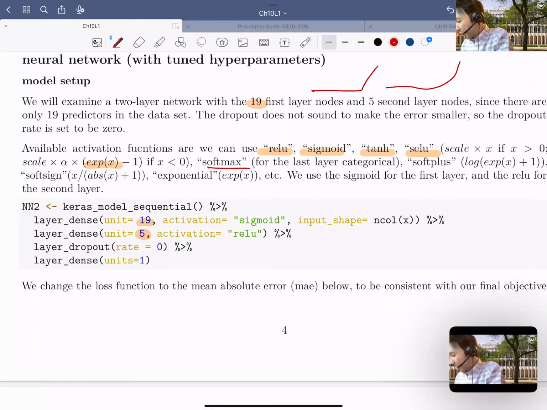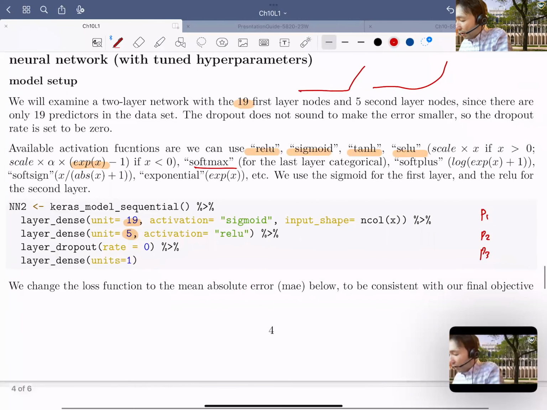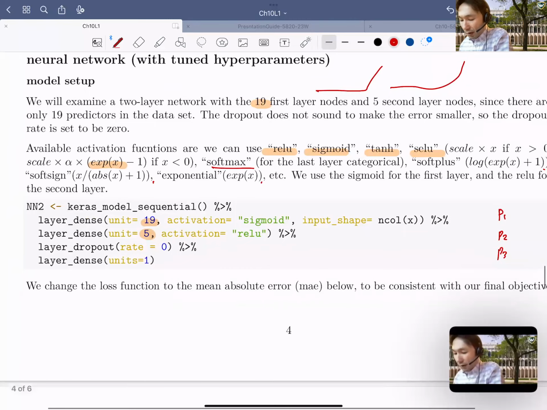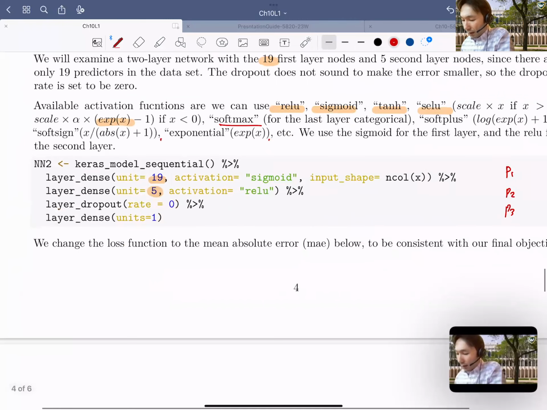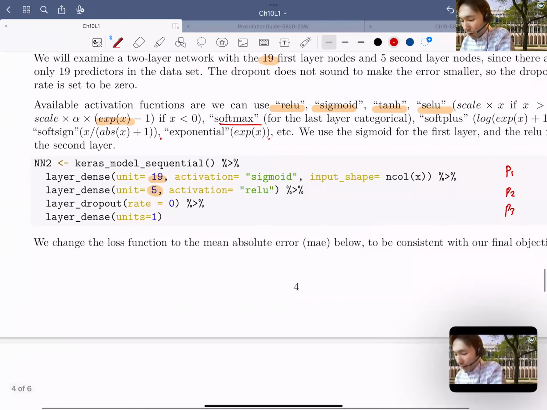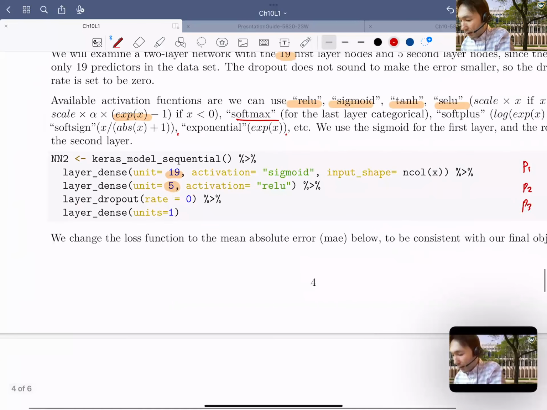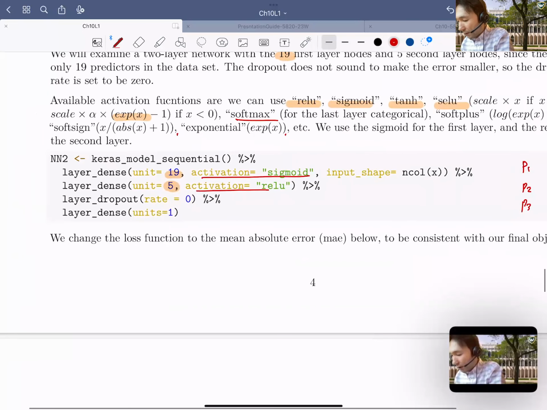So for categorical variables, we can transform values into several probabilities, like P1, P2, P3 if we have 3 categories. In such a case, the last one can be the softmax function. And softplus, this is just this function, softsign, exponential, and so on. Yeah, and the dropout, so these are the activation functions.